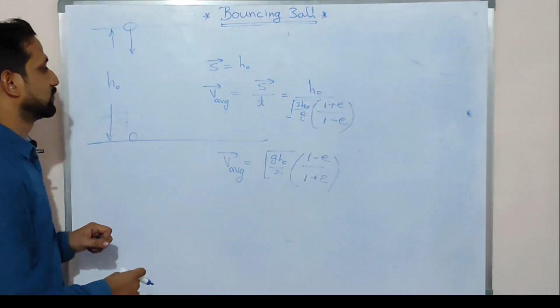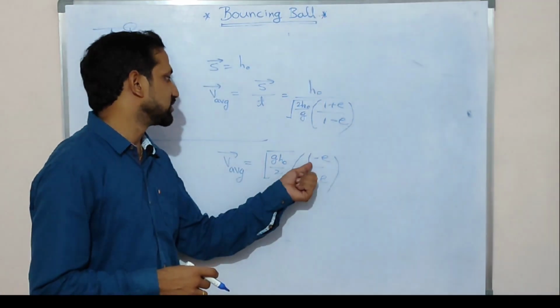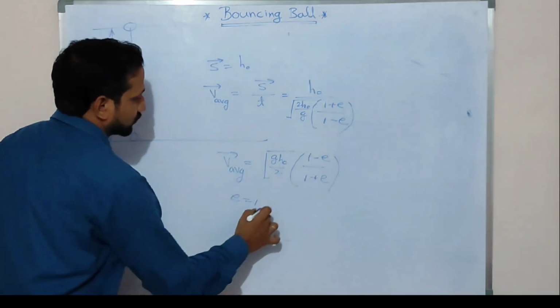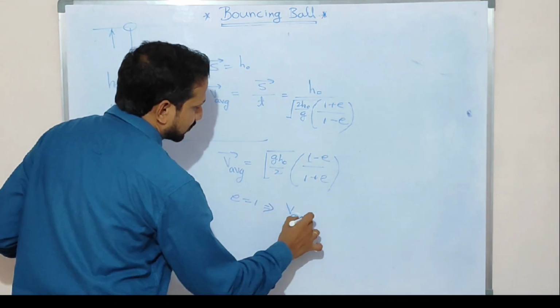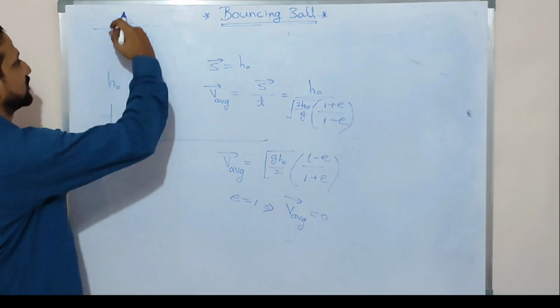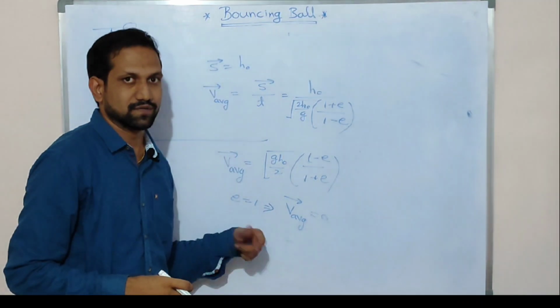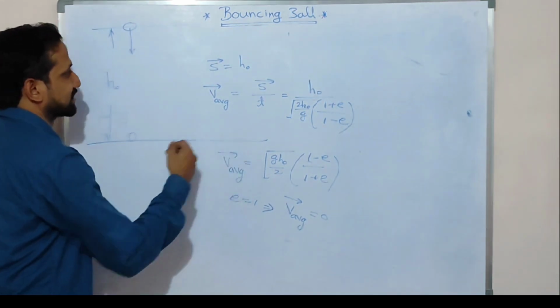Now suppose the collision is perfectly elastic, then e equals 1, which implies the numerator, 1 minus 1, will become 0. So the average velocity will become 0. Why? Because it will oscillate forever. So the average velocity of the ball becomes 0 only in the case of a perfectly elastic collision.